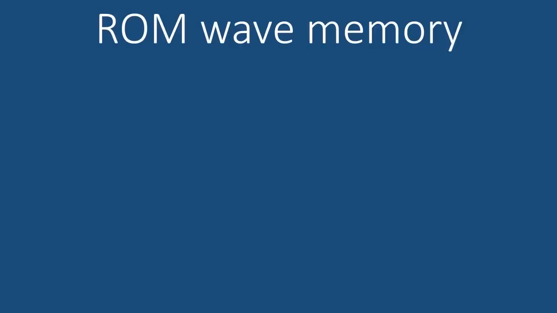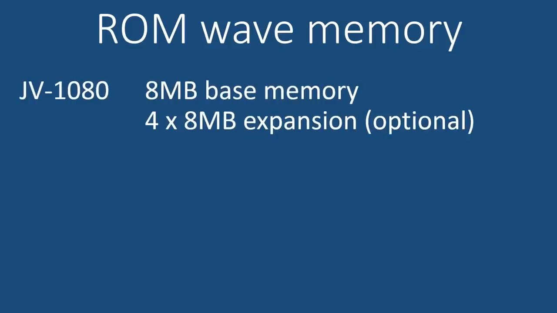ROM wave memory, an interesting technical specification that we'll dig into here. The 1080 is widely known to be 8 megabytes of wave ROM memory. That's where the sounds are stored. But you can expand it with 32 megabytes, comprising 4 8 megabyte expansion cards. These were optional, cost about $100, and still do on the used market.